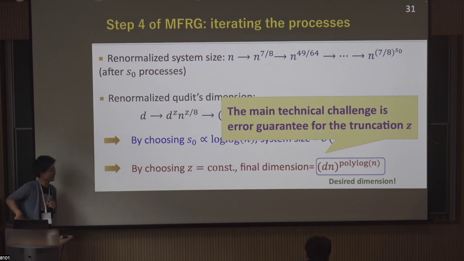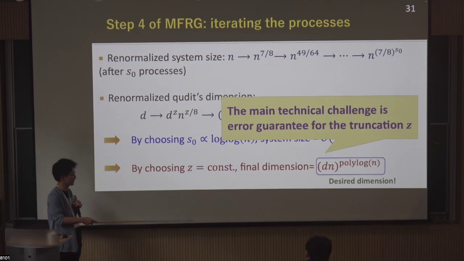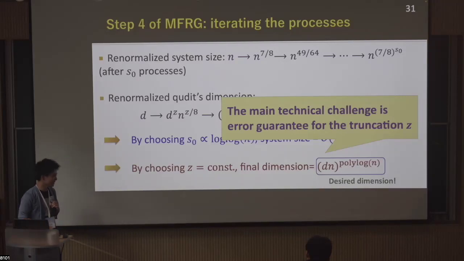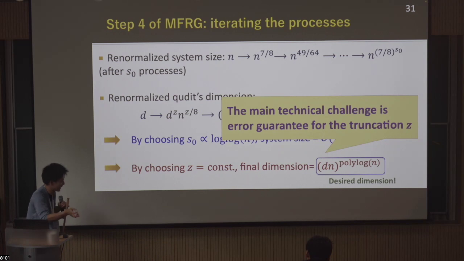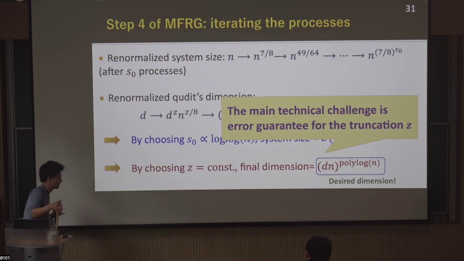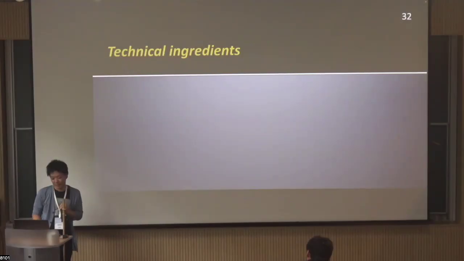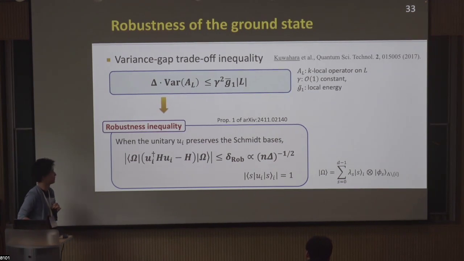And the main technical challenge is how to get the efficiency guarantee for this truncation Z. So this is a very, very big challenge. And if we can prove the efficiency guarantee, for example, even by choosing Z as an order 1 constant, but the error is sufficiently small, then we can prove the main result. Okay, so I will show the technical ingredients to prove the main result.